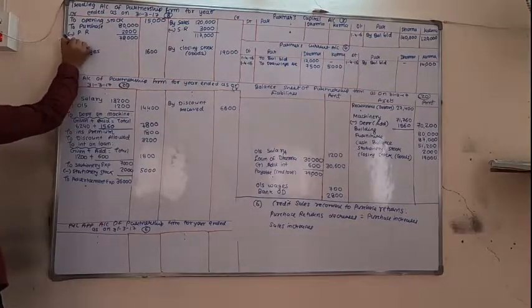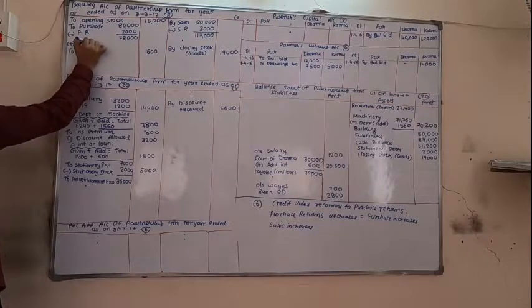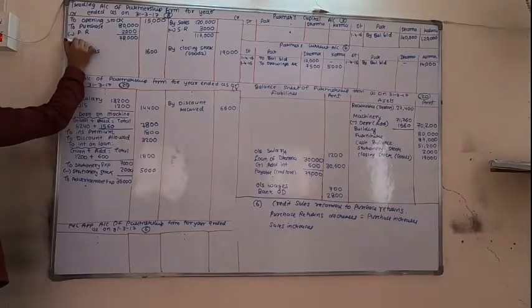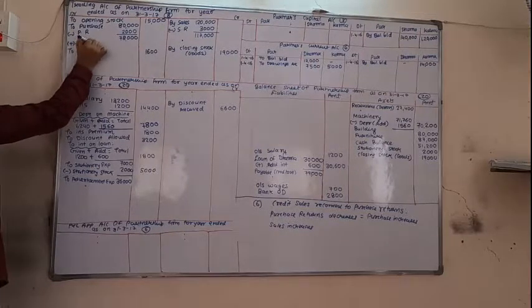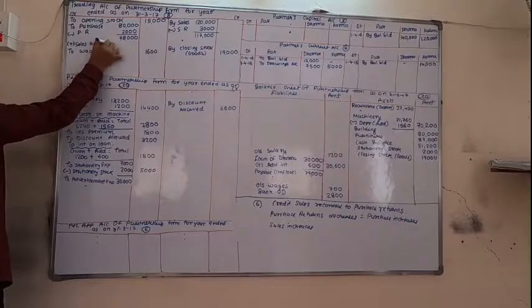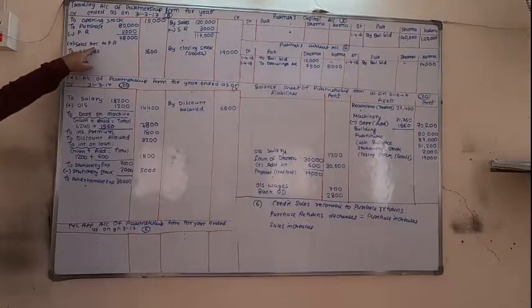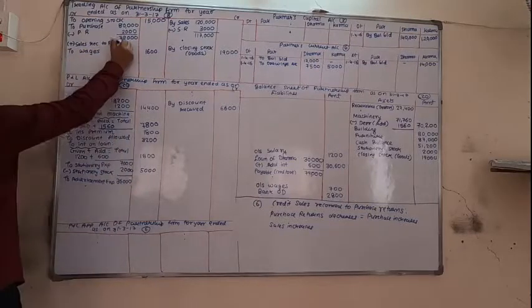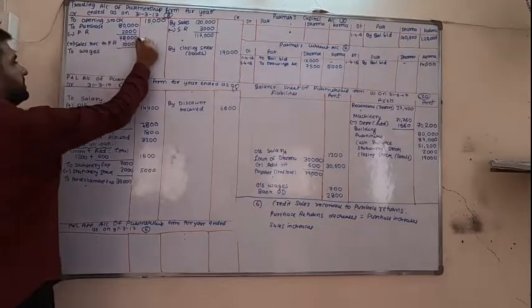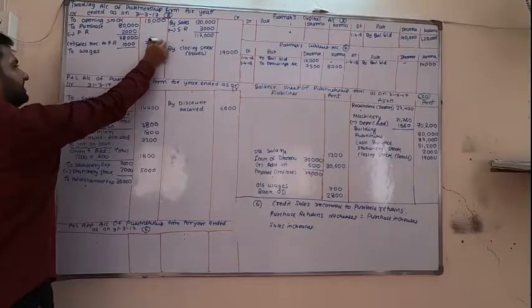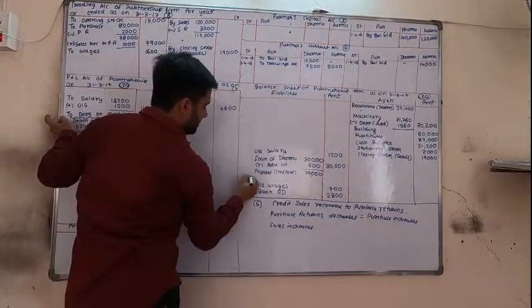So plus purchase returns, sorry, not purchase returns, sales recorded to purchase returns. What you will write? Sales recorded to PR, meaning purchase returns, 1,000, in the outer column 79,000. Same thing is to be written here.